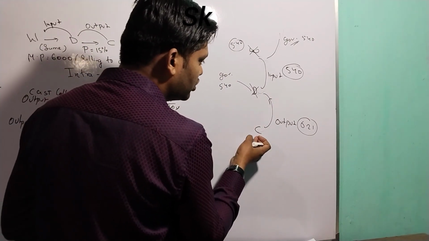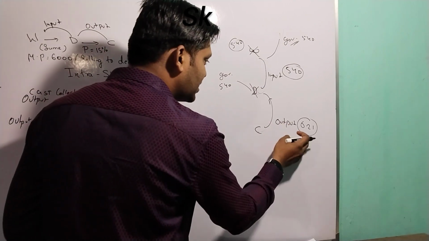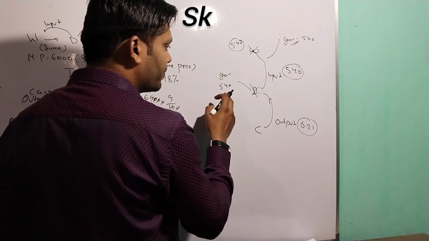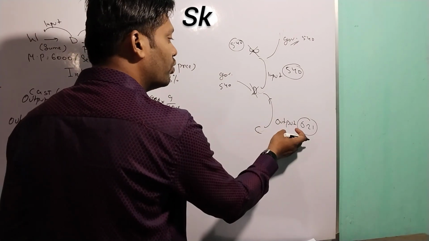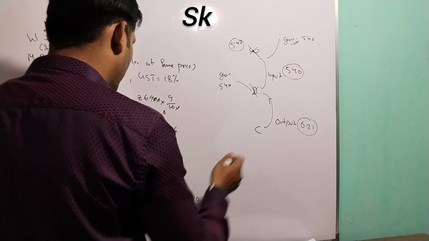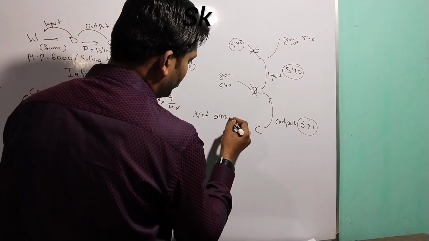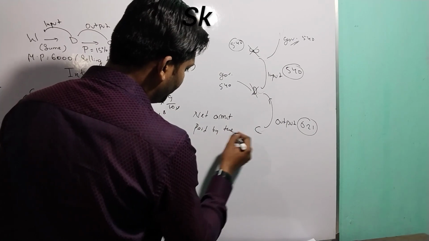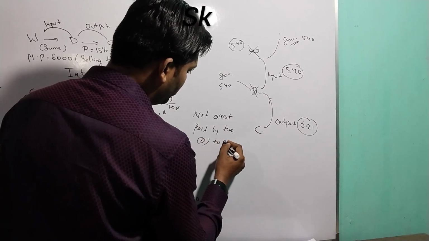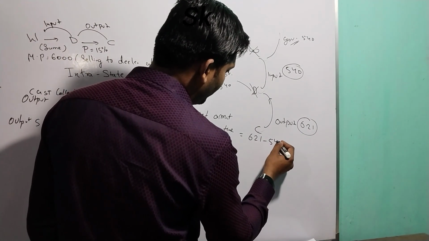So now again the consumer is paying to the dealer. The dealer has to pay to the government. But of this amount he has already paid 540. Of this 621 he has already paid 540 to the government. Again he will pay? No. Only the next extra amount. What is the extra amount? Or you can say net amount, or you can say tax paid by the dealer to the government. How much? 621 minus 540.